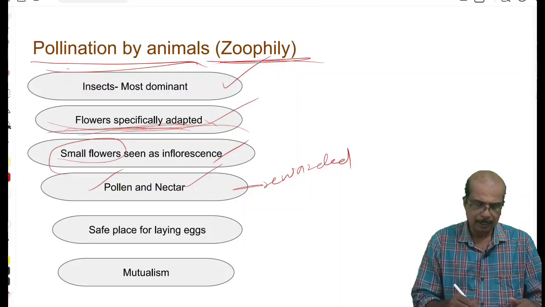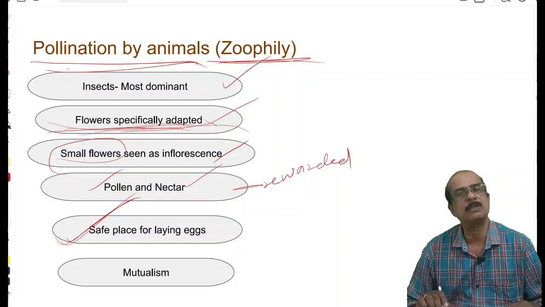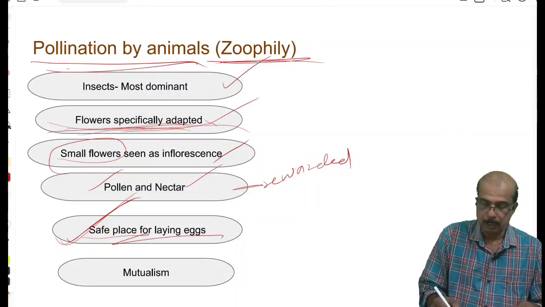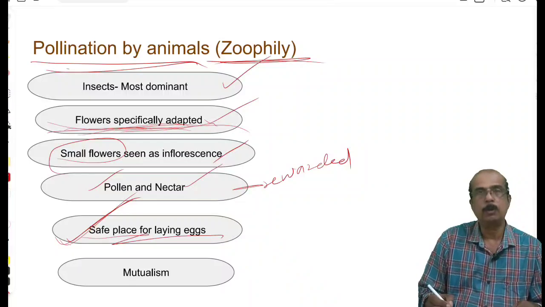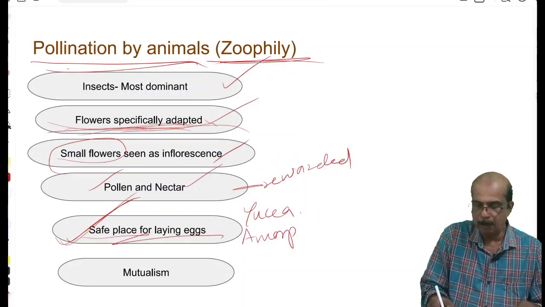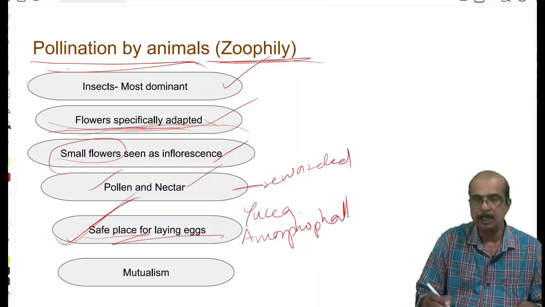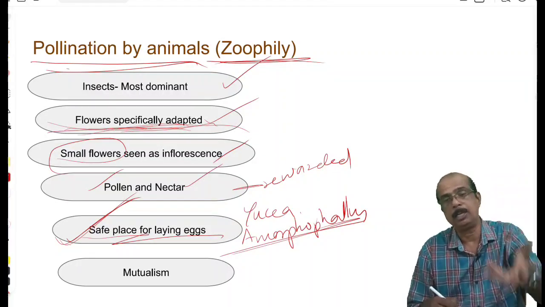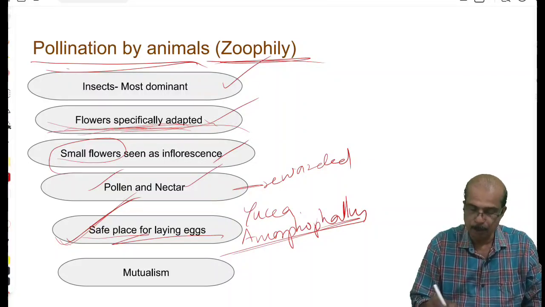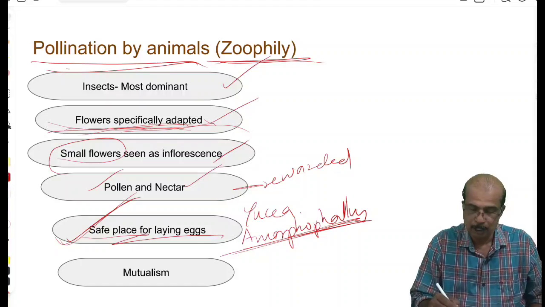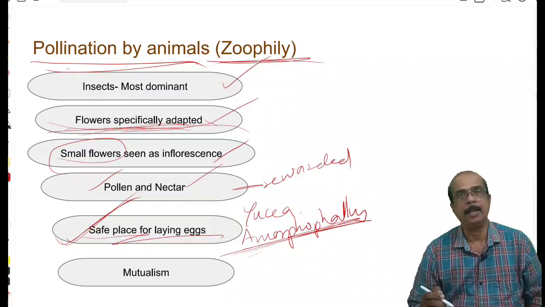Some plants give a safe place for laying eggs for the pollinating agents. For example, yucca and amorphophallus. In the case of amorphophallus, the large, tall inflorescence, 6 feet in height from the soil, provides enormous space for insects to lay their eggs.